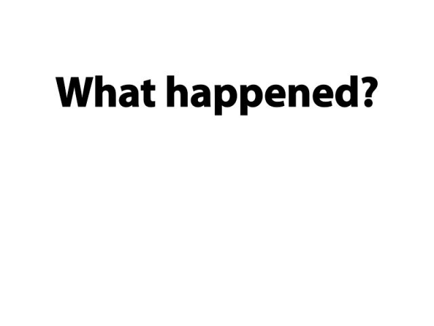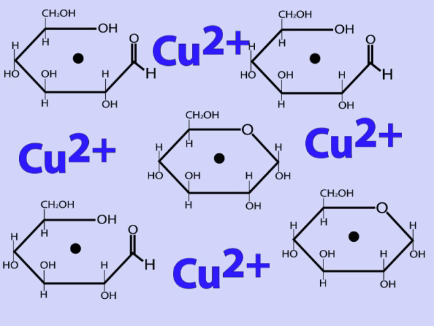What happened? If we look at the components of the starting solution, we see 2 important parts. One is the reducing sugar. You can tell it's a reducing sugar because of the free carbonyl present when the ring is open. The reducing sugars have electrons in their structures. These are represented by the dot within the ring. We can also see copper-2 ions in the solution. These are part of the Benedict's reagent and are blue in color.